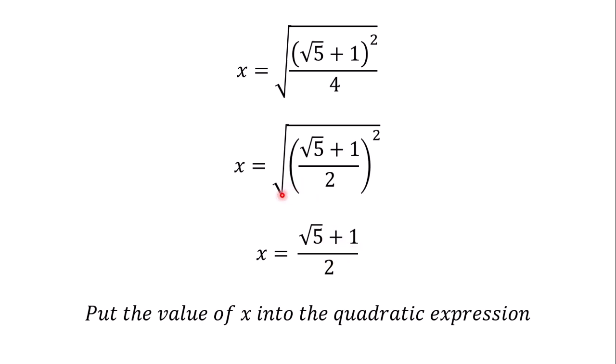Okay, all because of this square root. Yeah, something like that. So now let's put this one into the expression and find the value of the expression. So the expression is 5x squared minus 5x minus 1. Here we're going to replace x with what? Root 5 plus 1 over 2, and here do the same thing.